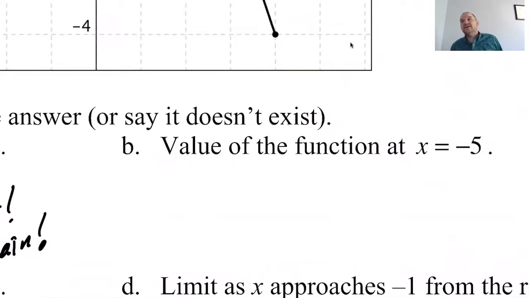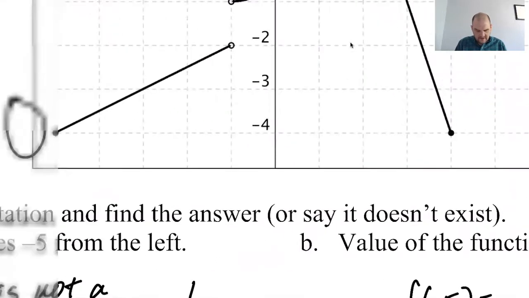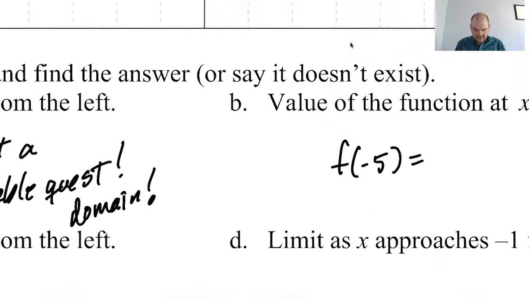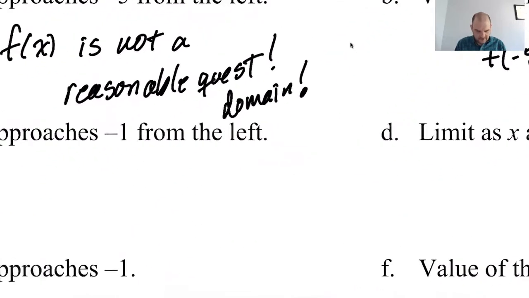A lot of these feel like Algebra 1 questions. You're like, why are we doing this? Notation is super important, and one of the best ways to get it into your head is to do a lot of things that feel sort of Algebra 1-ish. So f of -5, we look, f of -5 is down there, definitely -4. You could have done that one without me for sure.